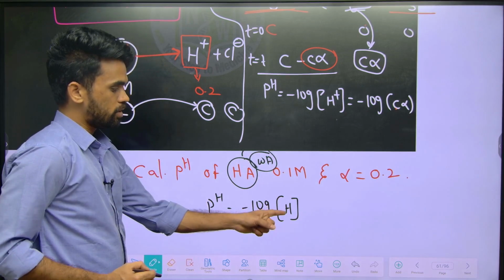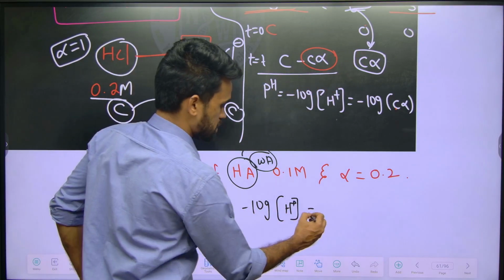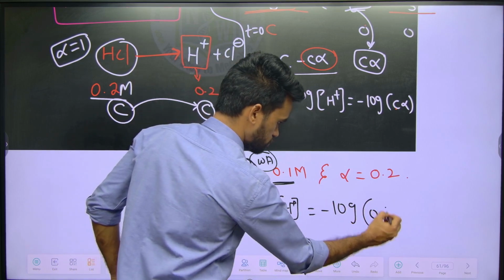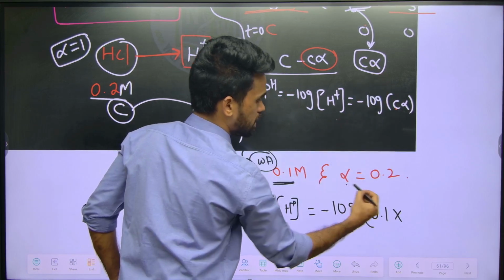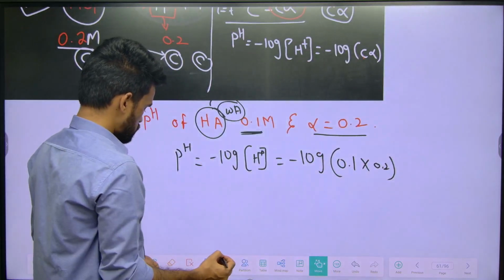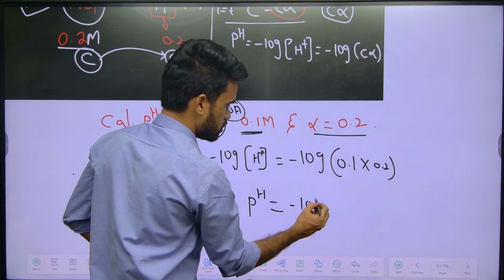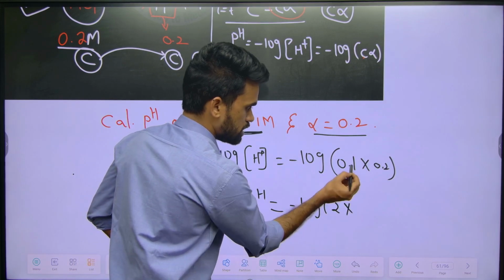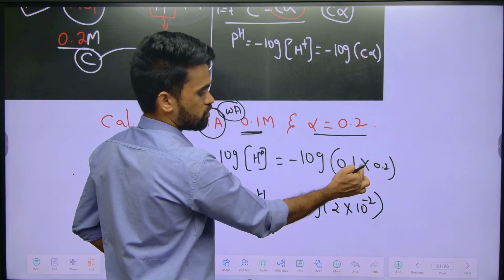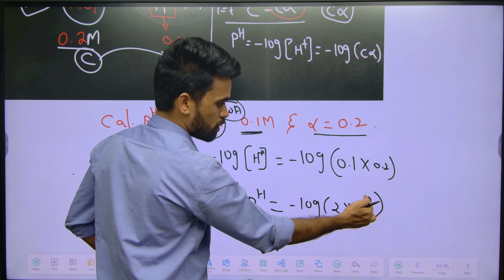So now in the place of H plus concentration, what do we need to take? C alpha. C represents concentration. What is the concentration provided? 0.1, into alpha, which represents degree of dissociation, that is 0.2. Okay, that's it. So pH will be equal to minus log of 2 into 10 power minus 2. I hope you know this. 0.1 into 0.2 means 0.02, which can be written as 2 into 10 power minus 2.